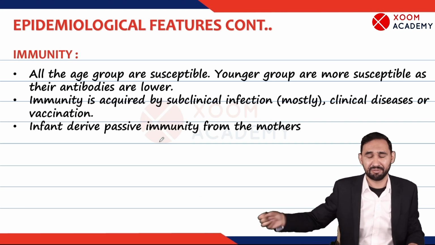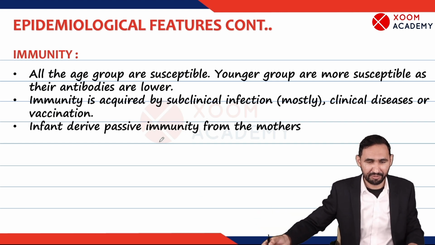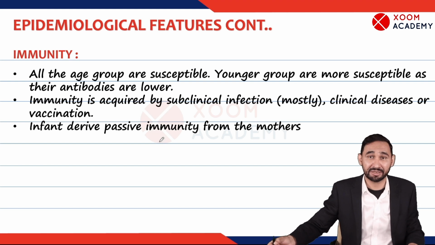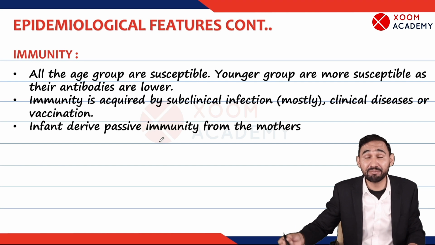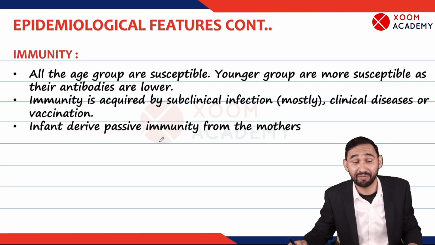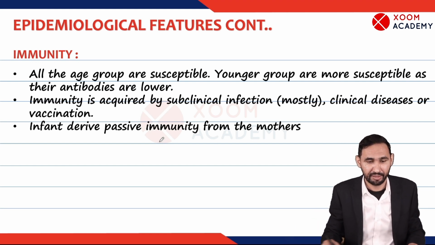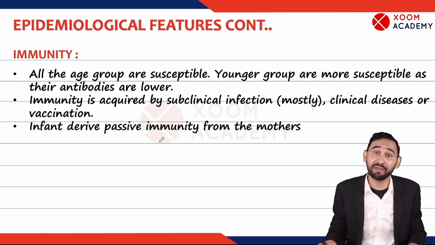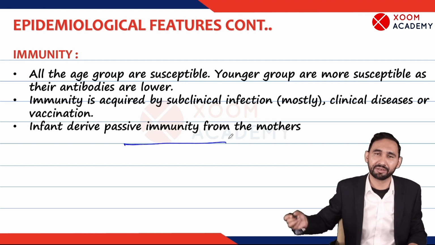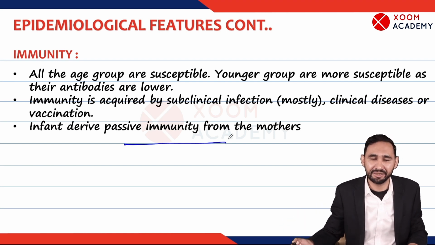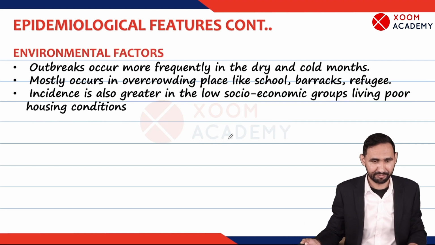All ages are susceptible. The younger group is more susceptible. Younger means children. They are susceptible because they have low antibodies. Immunity can be acquired after subclinical infection or after the disease. Infants can derive immunity from mothers, so it can affect any age. But after one infection, subclinical or clinical disease, one may be immune.